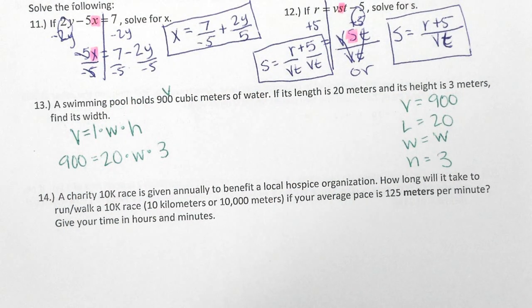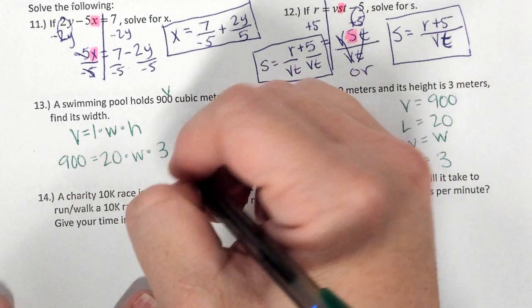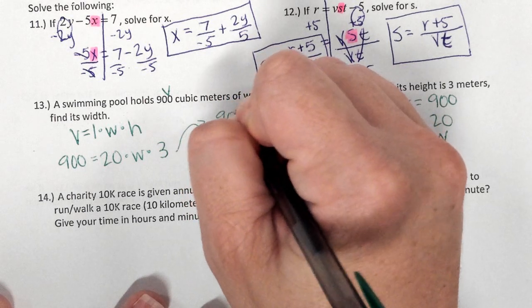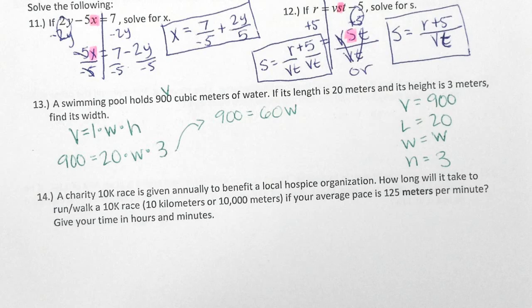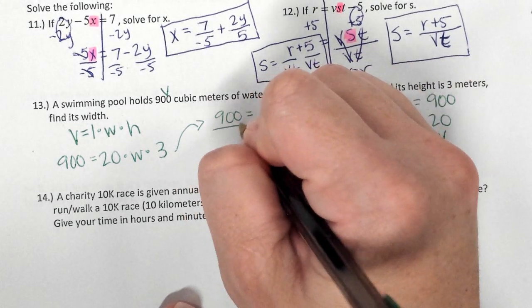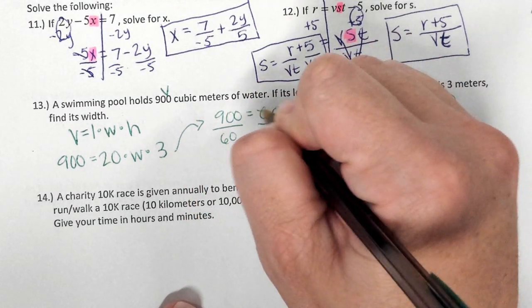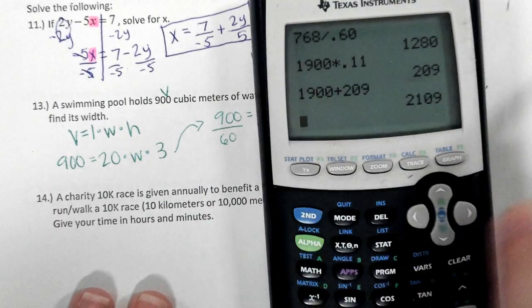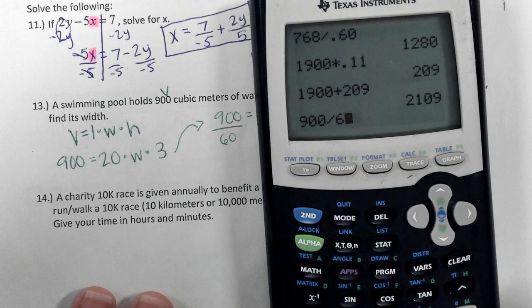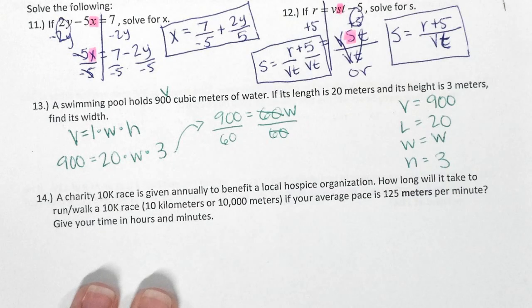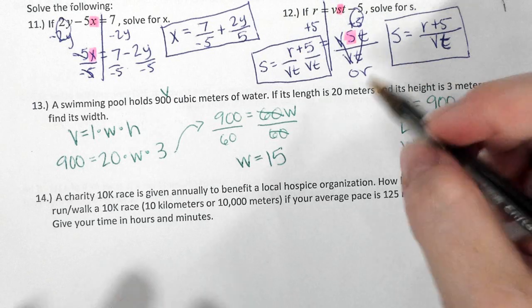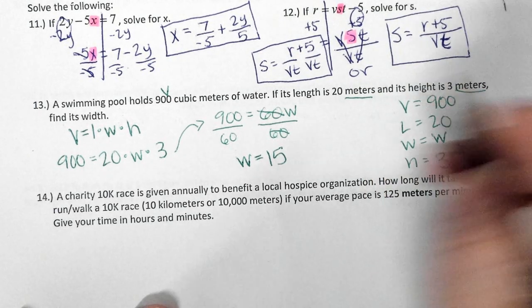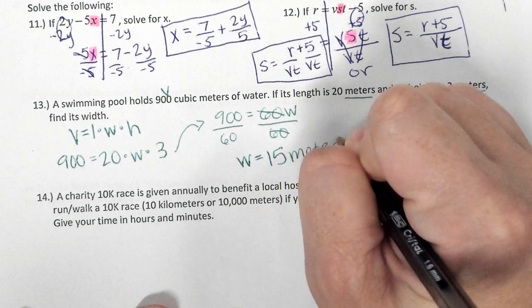Does order matter with multiplication? No. So what's 20 times 3? So this is what we get. And then we're going to divide both sides by 60. And then I get 900 divided by 60 is 15. So W equals 15. And how do we label it? So if you look, meters, meters. So it's going to be meters.